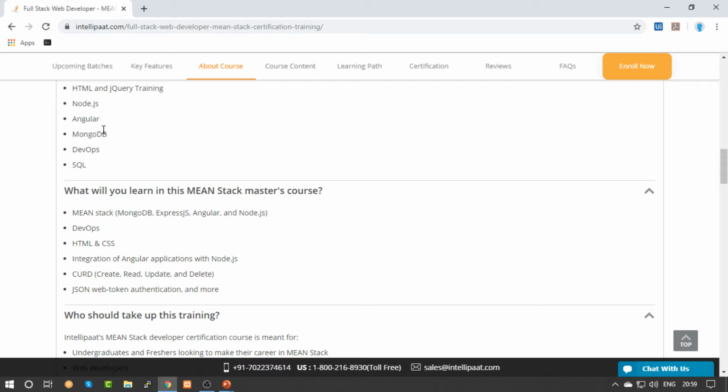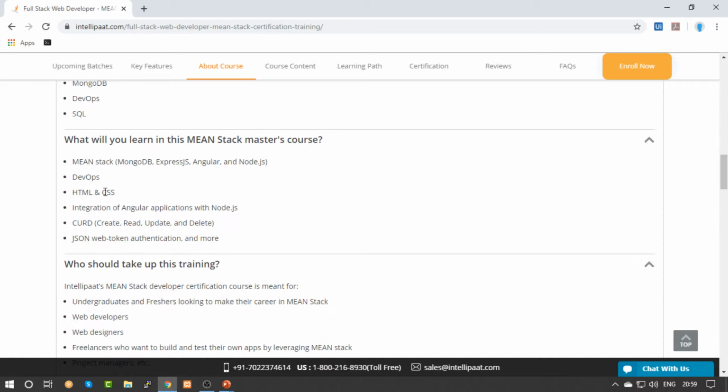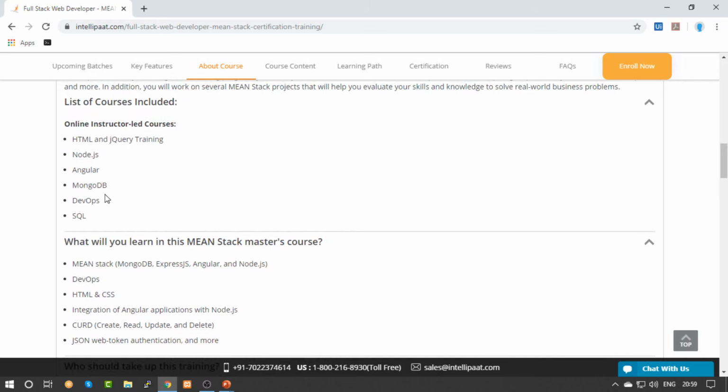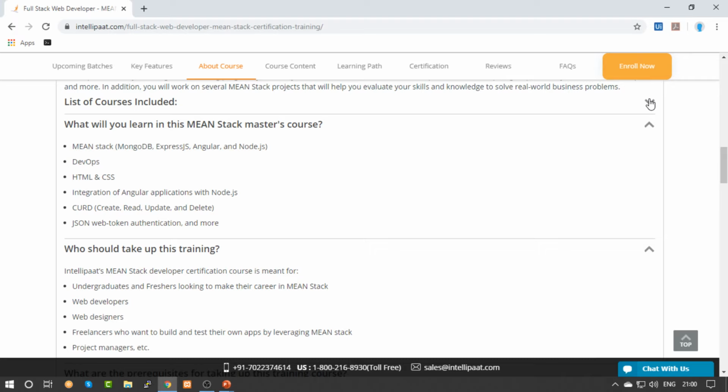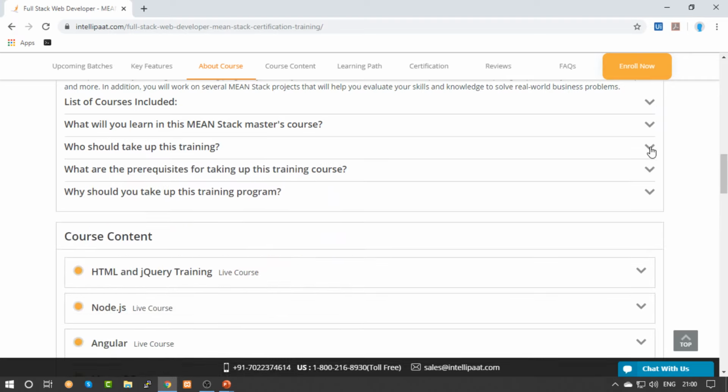Then there's Angular, which is the front-end framework, MongoDB, which is the NoSQL database, DevOps, and then there's SQL as well. And you would be taught a lot in these courses, and not just taught, but you would also be given problems to test your skills, to assess where you are and how much you've learned, and you will also be taught through building projects. This is one of the most important things that you can do, getting hands-on knowledge, so that when you do get a job, you are not completely unaware of how to get things done.